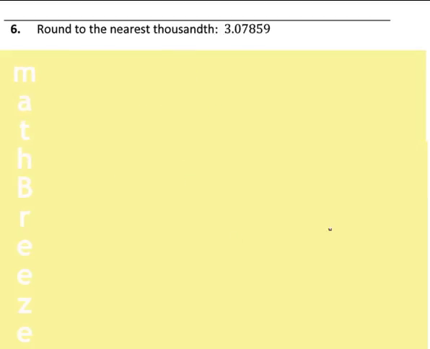In number 6, we want to round this number to the nearest thousandth. So let's look at the places. 2.3, 3.07859. Okay, this is 10th, 100th, this is thousandth. So we want our final rounded number to have 3 decimal places to the right of the decimal point.